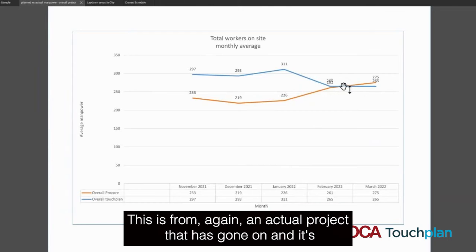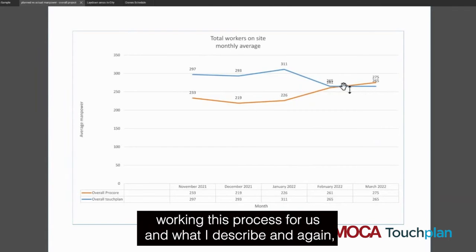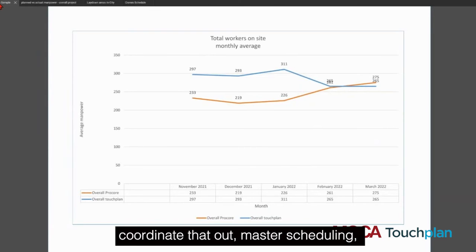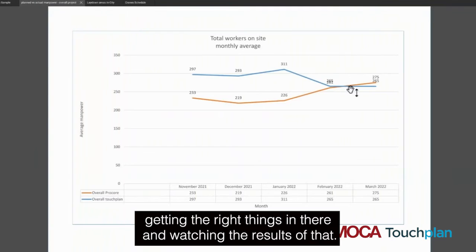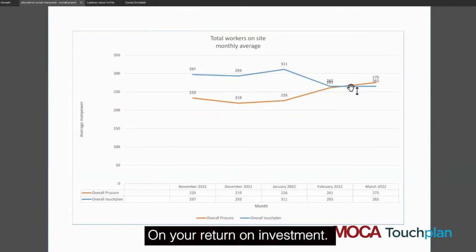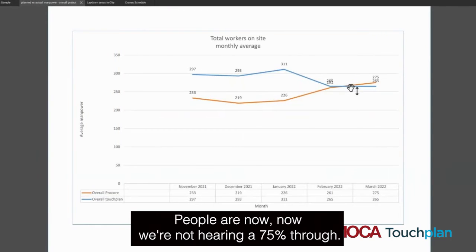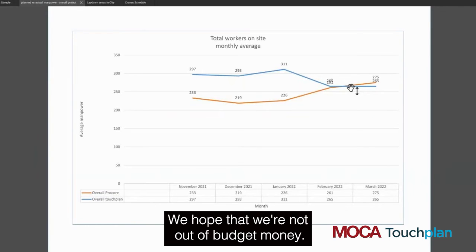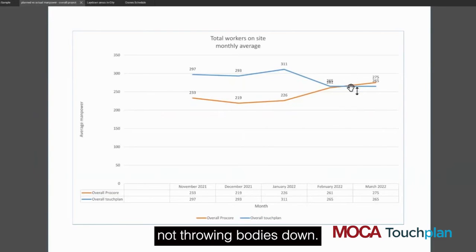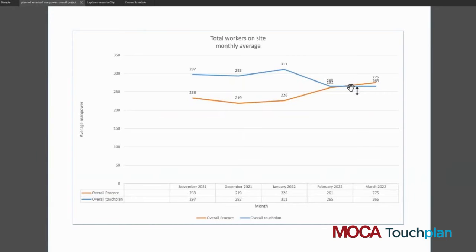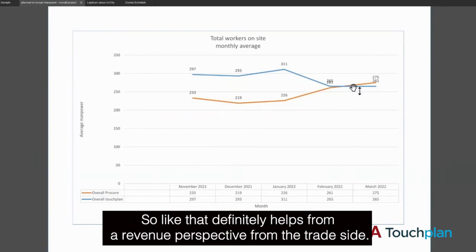This is from an actual project that has gone on, and this process is working for us. And what I've described, again, is coordinating our master scheduling, getting the right things in there, and watching the results of that on your return on investment. We're not hearing it at 75% through. We hope that we're not out of budget money. We still have it because you're efficient in how you plan it. You're just not throwing bodies down there. They're efficient bodies. So that definitely helps from a revenue perspective.